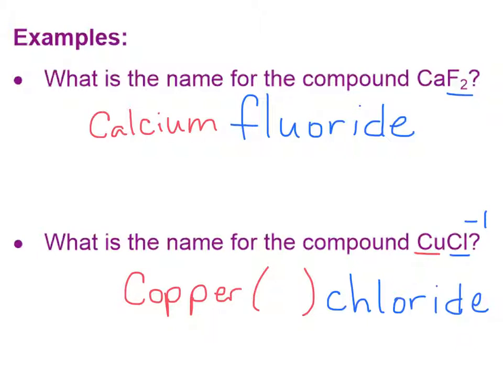I also can see in this chemical formula that there is 1 copper for every 1 chloride. Therefore, copper has to have a charge of +1 in this situation because there's only 1 of each and I'm forming a neutral compound. So I'm going to write Roman numeral 1 here for the charge on the copper, not because there is 1 copper atom, but because copper has a +1 charge. That's what this represents. It represents the charge on the ion.